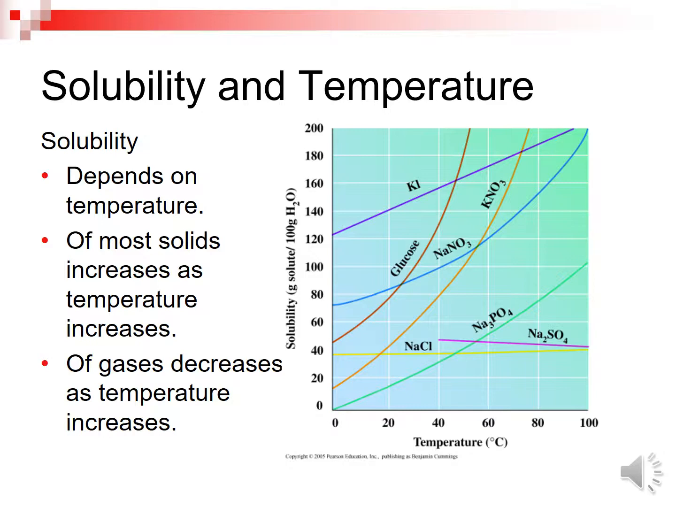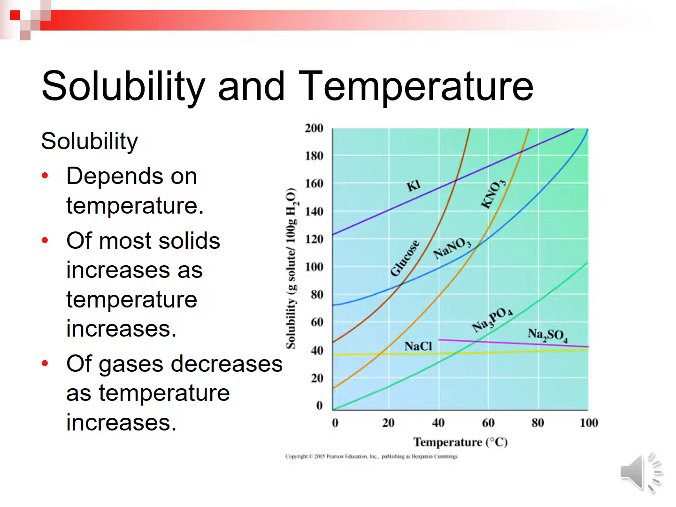Solubility can be changed by changing temperature. Here we see a variety of solids and their dependence on temperature. Generally, as a solution's temperature goes up, the solid will dissolve better. There's only one example here on this diagram, sodium sulfate, where it actually goes down with higher temperature. But generally, solids are going to increase in solubility as temperature increases. So that's one way to increase the solubility of a solid, is to heat it.